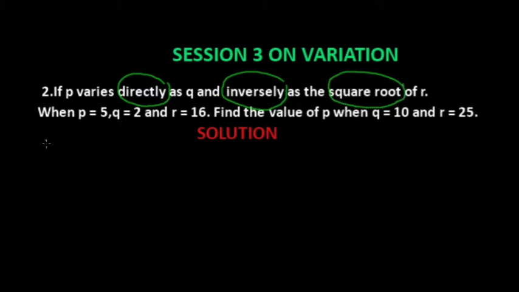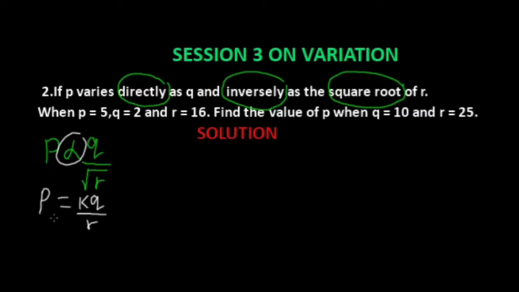P varies directly as Q, we've dealt with this before, and inversely as the square root of R. That's the basis. Now the next thing is to remove the sign of proportionality. And how can we remove this sign of proportionality? Is to introduce a constant. We dealt with this in first section and second section very well. That becomes P equals KQ over the square root of R.